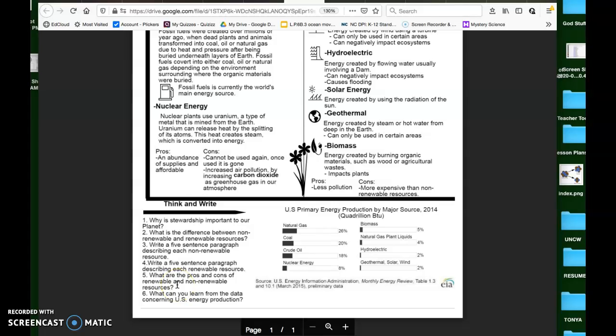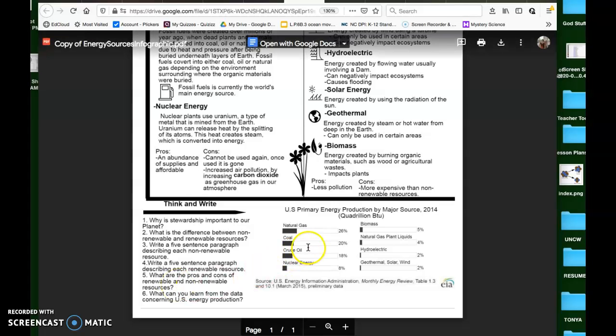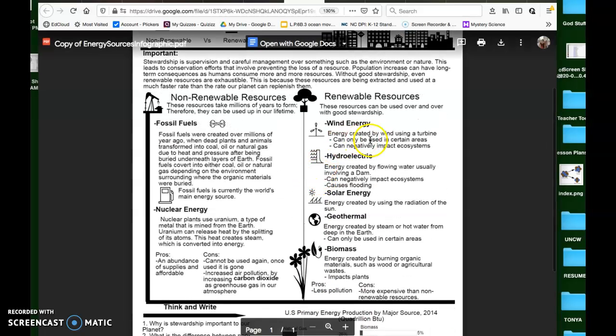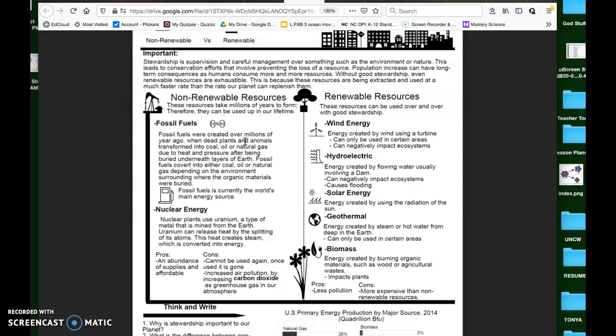And number 6 asks you to interpret this data right here. What can you learn from the data concerning U.S. energy production? So what does this graph tell you? Where do we rely mostly on our products? What are we relying on mostly? What do we not use a lot? And how can you apply what you learned here to what you learned about stewardship and renewable versus non-renewable resources? Should we be doing something differently?